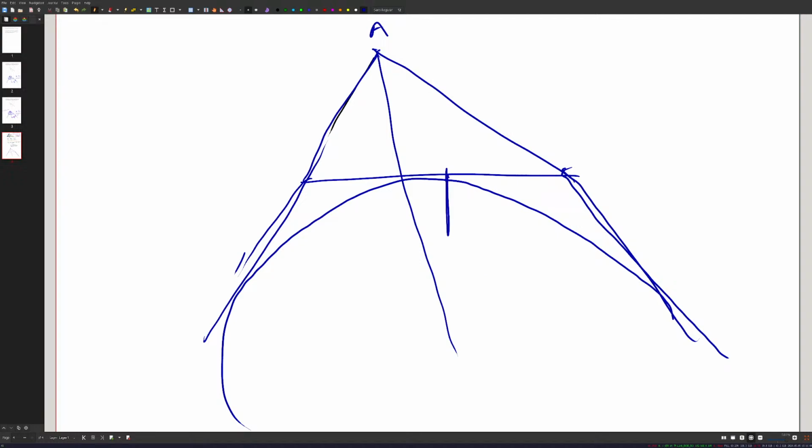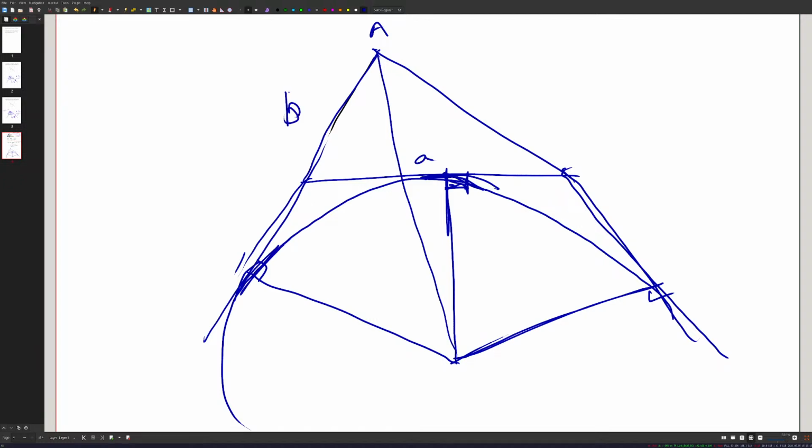Okay, not very good, but let's pretend that it actually is tangent over there, like it should be, and over there. And over there, as you can see, these lines look very perpendicular. And so this side is A, and let's call this B and C.